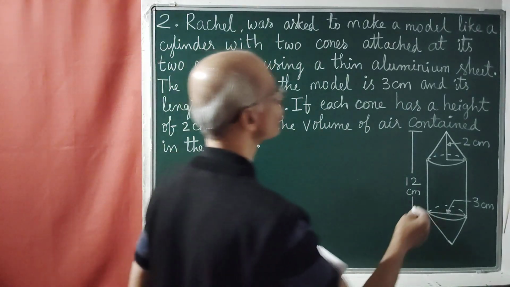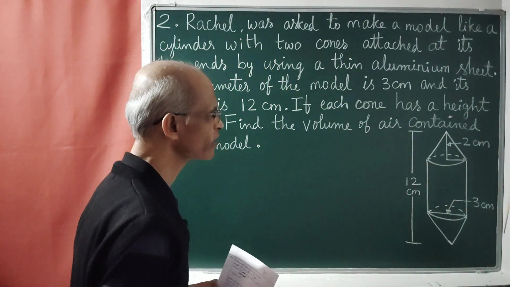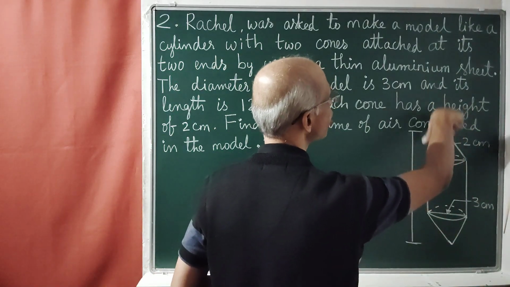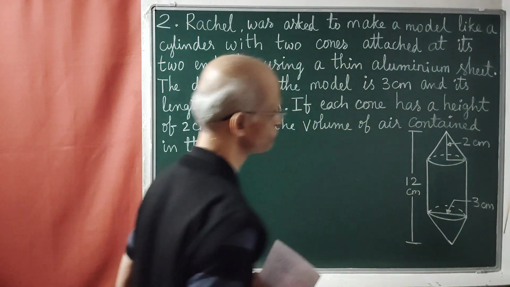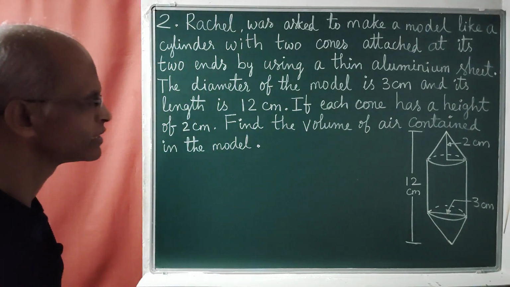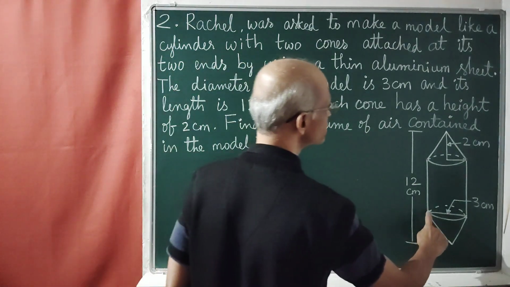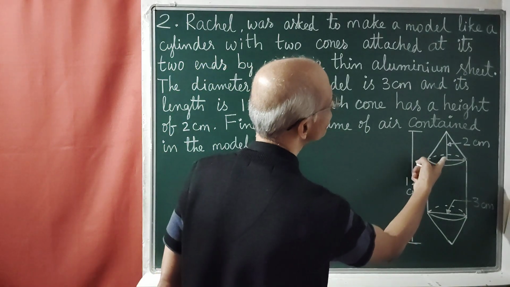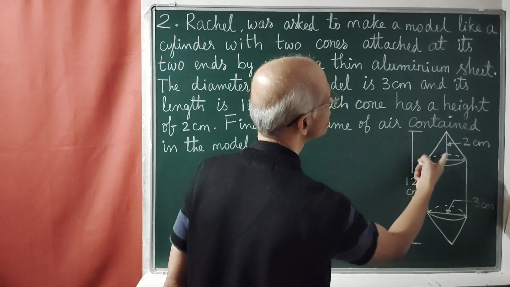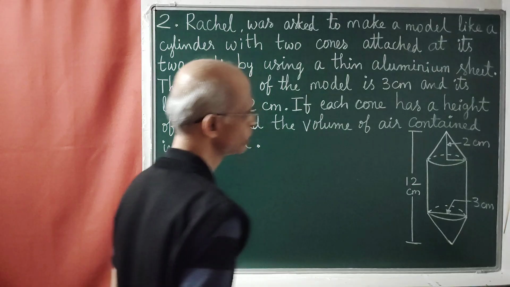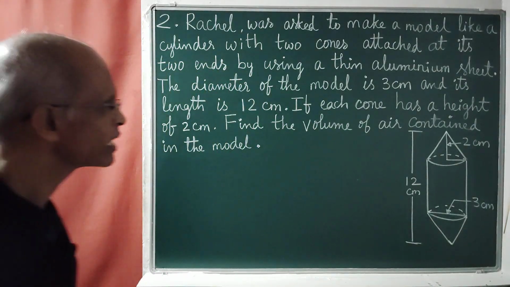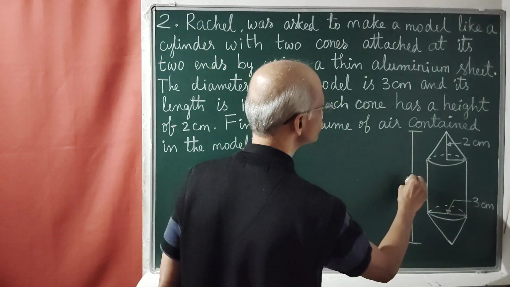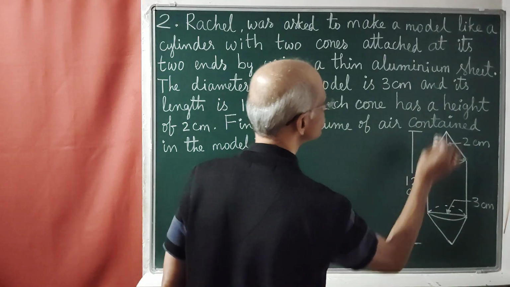Here, this is the drawing of the model. It is in the form of a cylinder with two cones, one at the top and one at the bottom. Here, the diameter of the model is 3 centimeters and the height of the cone is given here. The total length of the model is also given.